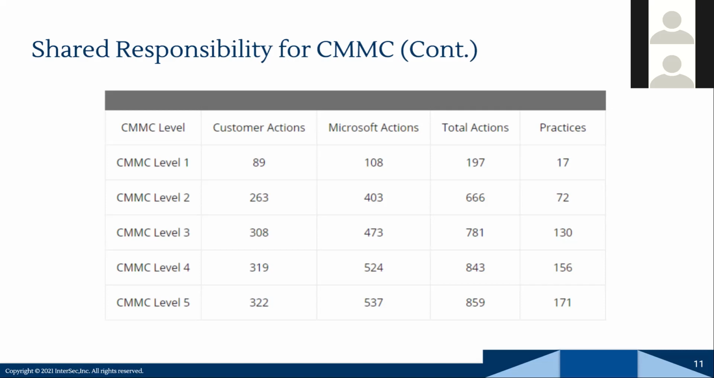The thing you need to understand is that some of these actions could be as simple as ensuring that a password is attached to an account. So even though the number does seem high, it's showing you that for the customer action you would need to do to meet a certain practice, Microsoft is going above and beyond to assist you, as you can see with CMMC level 1, where a customer would be expected to do 89 actions, and Microsoft is providing 108.